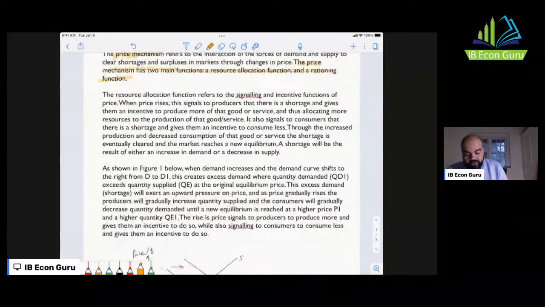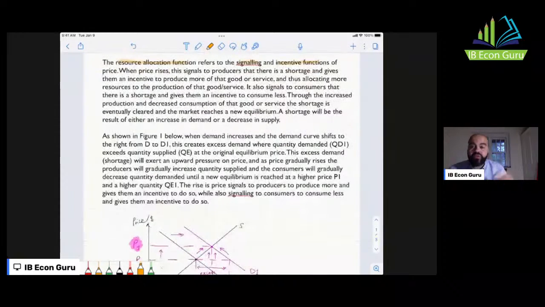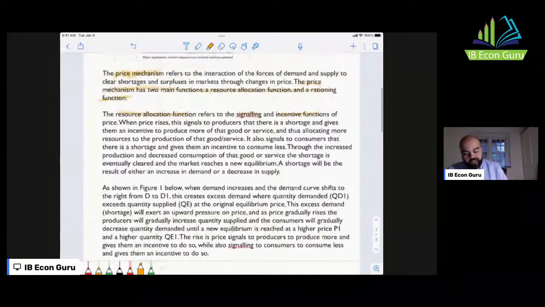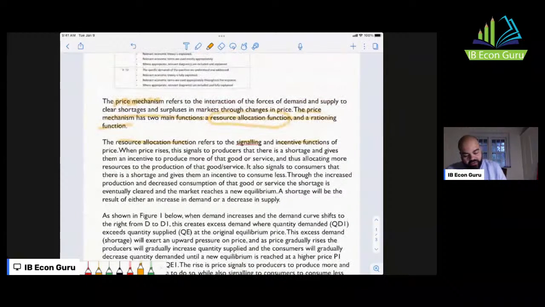The resource allocation function refers to the signaling and incentive functions of price. When price rises, this signals to producers and gives them an incentive to produce more of that good or service, and thus allocating more resources to the production of that good or service. It also signals to consumers that there is a shortage and gives them an incentive to consume less. Through the increased production and decreased consumption of that good or service, the shortage is eventually cleared and the market reaches a new equilibrium. A shortage will be the result of either an increase in demand or a decrease in supply. And see here, I've explained the first function, which is the resource allocation function.